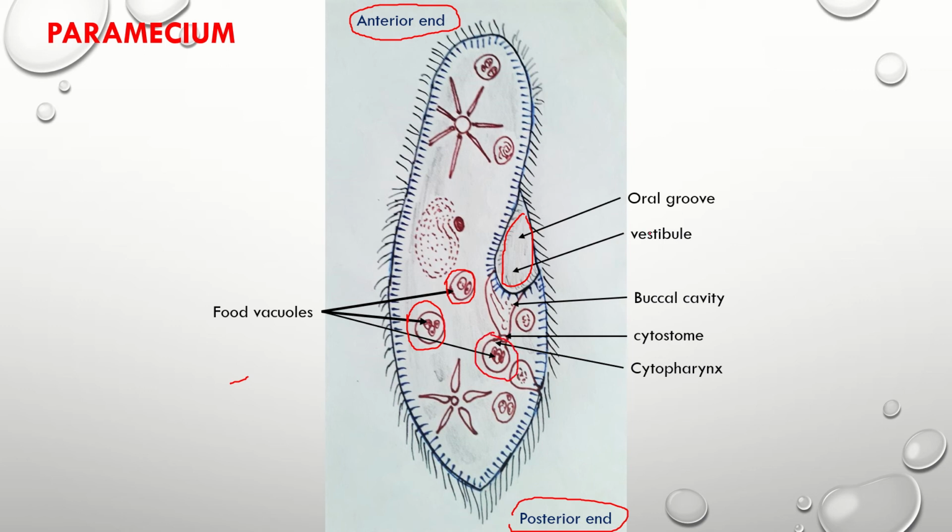So the oral groove leads into the vestibule, the vestibule leads into the buccal cavity, then the cytostome and cytopharynx, and the cytopharynx leads into the food vacuoles. All these structures, that is, the oral groove, vestibule, buccal cavity, cytostome and cytopharynx, are called the oral apparatus. Such an oral apparatus is found in paramecium.